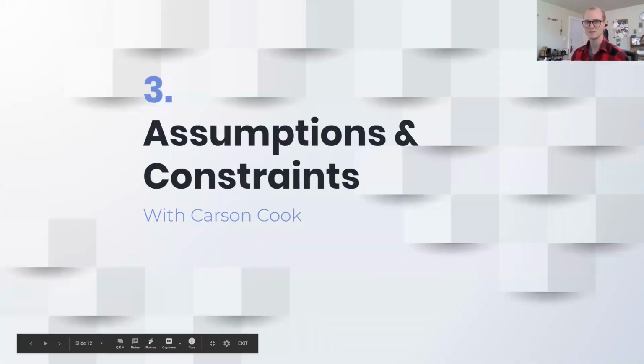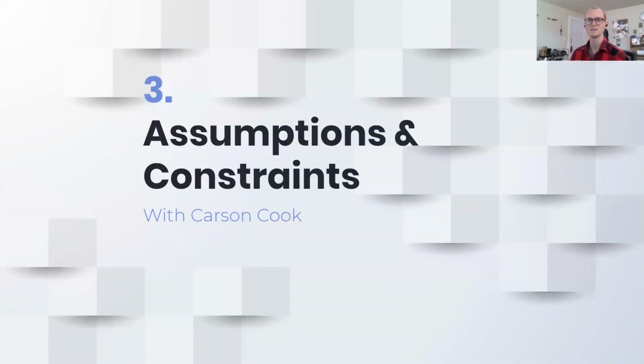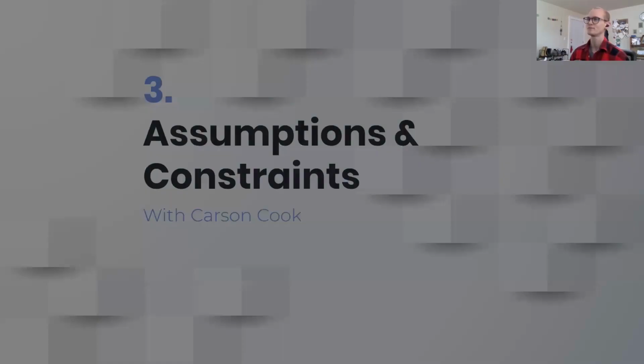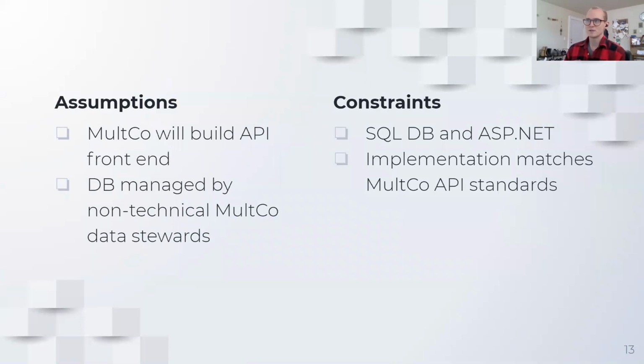Hi, my name is Carson, and I'm going to talk about the assumptions and constraints for working on this project. So in the first place, our assumptions were that Multnomah County would be building a front end for the API once we completed our portion of the work. We also were operating under the assumption that the database would be managed by mostly non-technical Multnomah County data stewards.